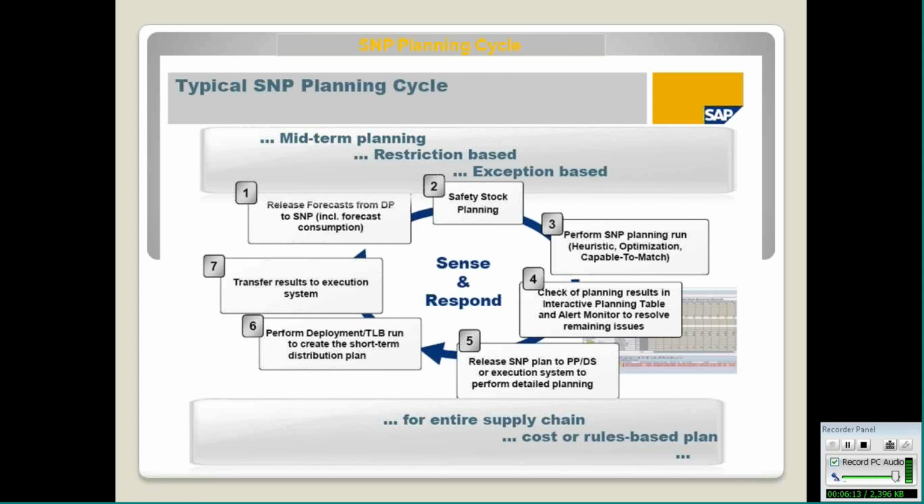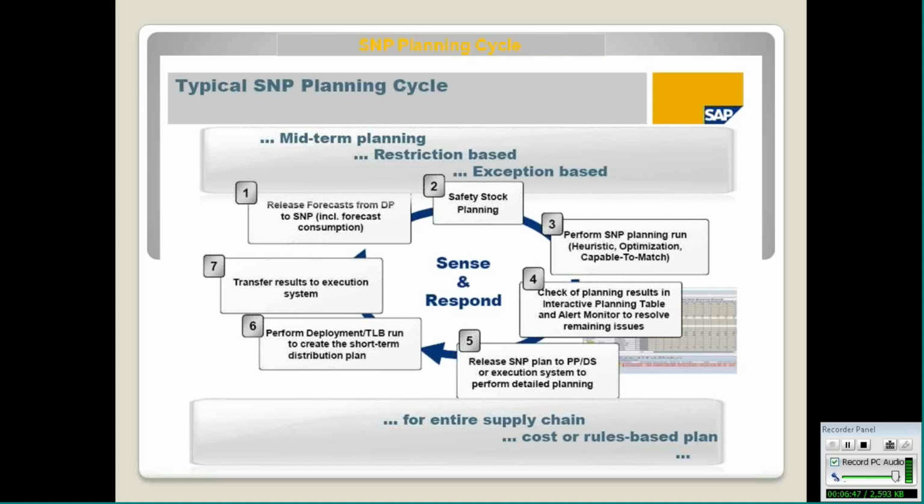After the safety stock plan, we can perform the SNP planning run, like heuristic, optimizer and CTM. Any one of the engines we can run, or for some of the products we can run one engine, and for some of the products we can run a different engine. That is again based on the business situation. And the business users, once the planning is completed, will review the results, and if there are any corrections they will do it. And we can generate the alert monitor also, so based on the alert monitor they can take corrective action.